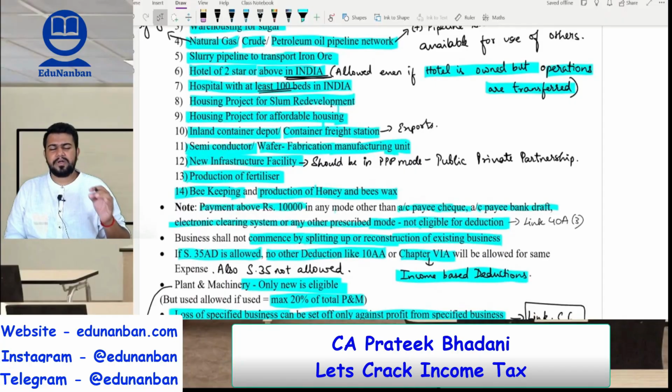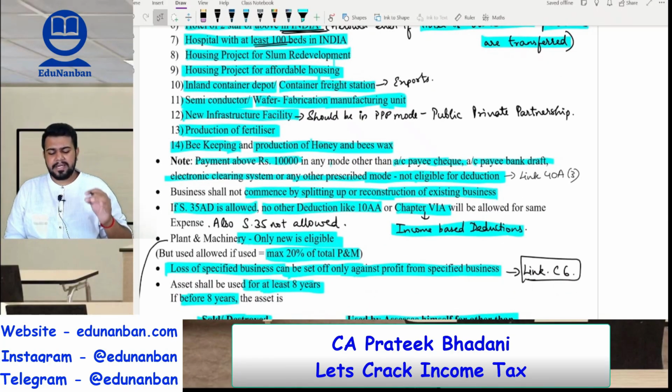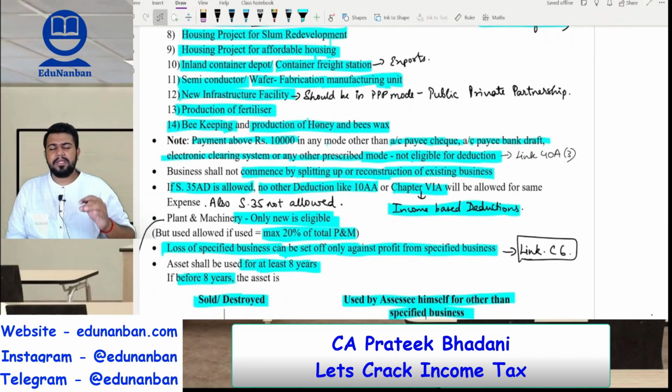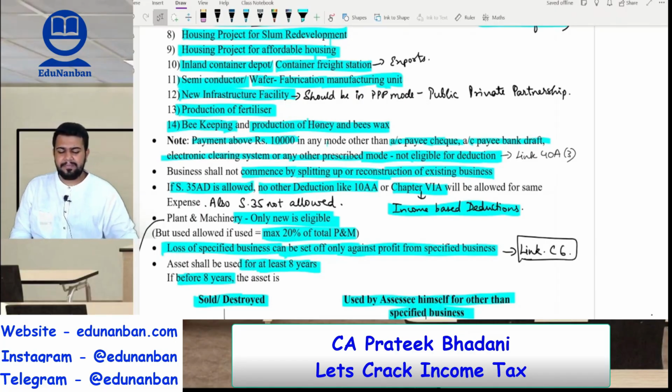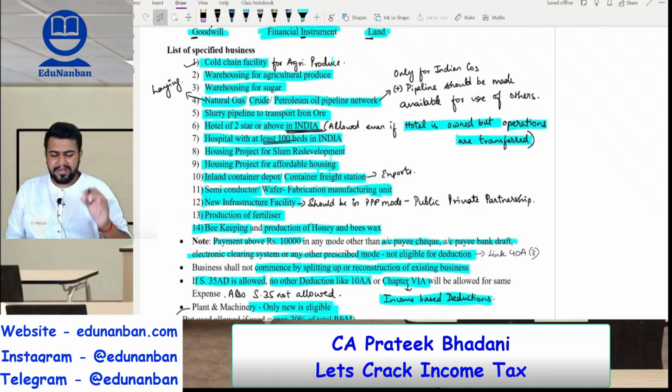Number 8, housing project for slum redevelopment. Number 9, housing project for affordable housing. Number 10, inland container depot or container freight station. Number 11, semiconductor wafer fabrication manufacturing unit. Number 12, new infrastructure facility in public-private partnership mode. Number 13, production of fertilizer. And finally, number 14, beekeeping and production of honey and beeswax. So all these 14 businesses are called specified businesses.